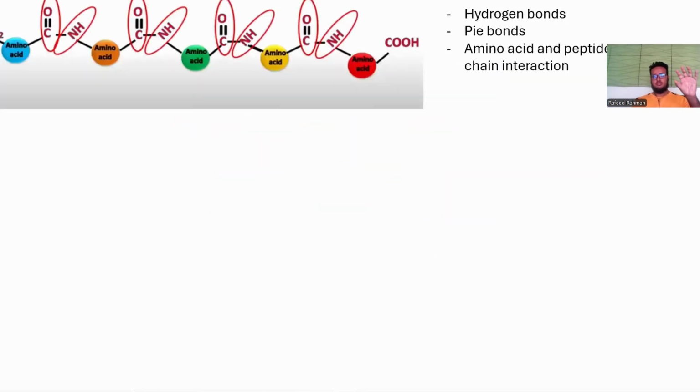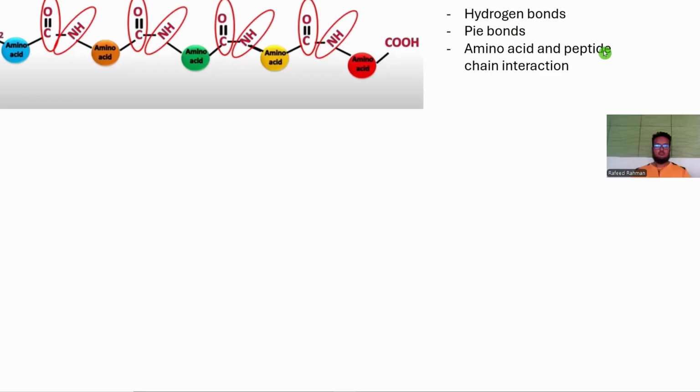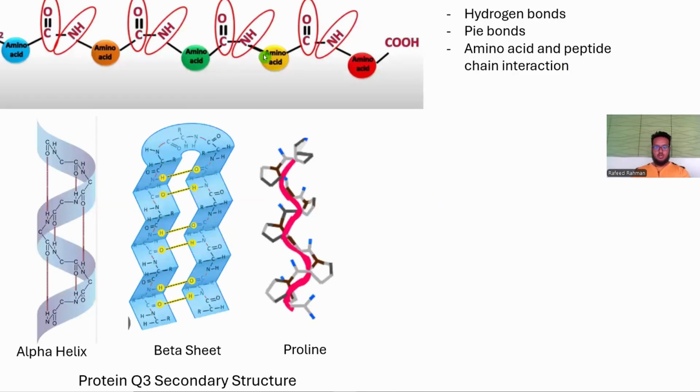So next, let's talk about the secondary structure of protein. So primary structure and secondary structure. Secondary structure depends on the different chemical bonds between the peptide and the amino acid. So it's an interaction type of thing. So we have different types of bonds such as hydrogen bonds, pi bonds, and the amino acid and peptide chain reaction. Now, depending on how these bonds are actually occurring, different local structures happen inside the protein. Now remember that secondary structure is all about local structure. So how do different local regions in the protein look?